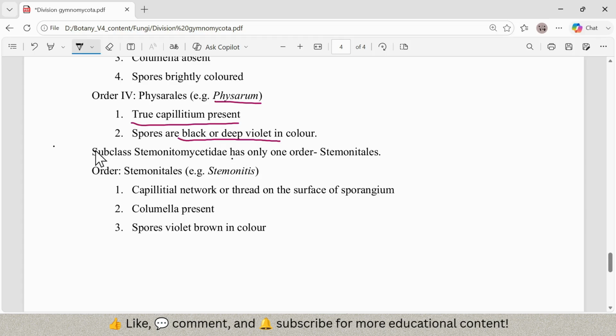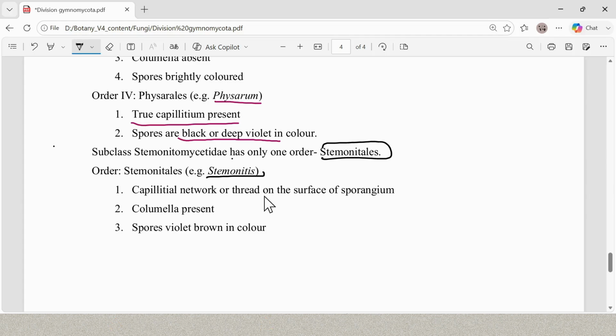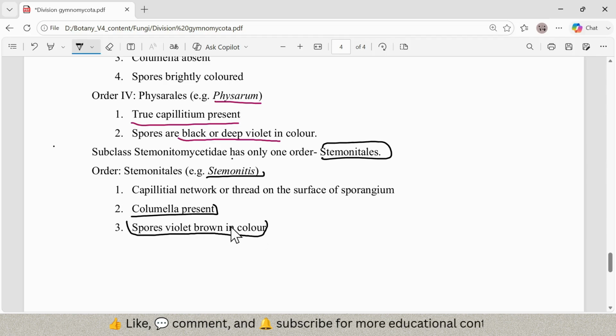Now next is subclass 3, that is Stemonitomycetidae. It has single order Stemonitales. Example is Stemonitis. Here you will get capillitial network or thread on surface of sporangium. Columella is present and spores are violet brown in color. So this was about division Gymnomycota. In upcoming video, we are going to study the characteristics of division Mastigomycota.